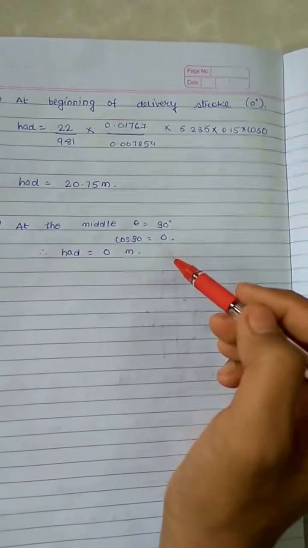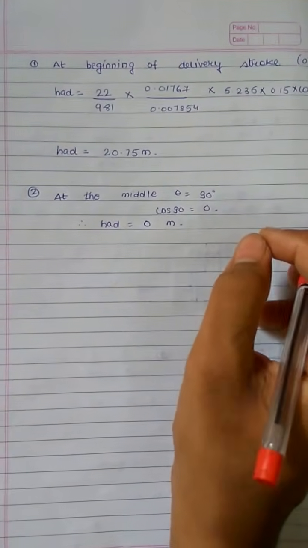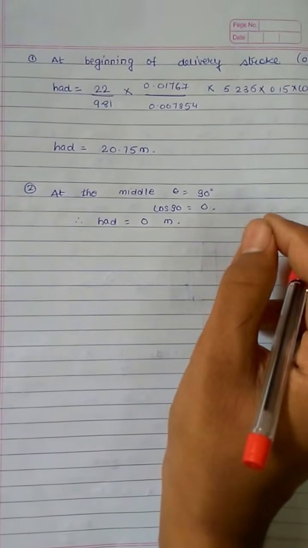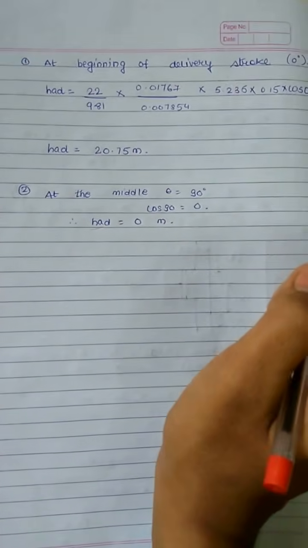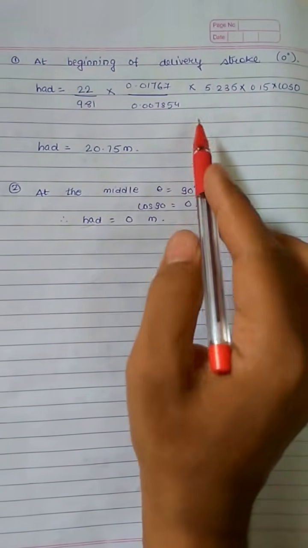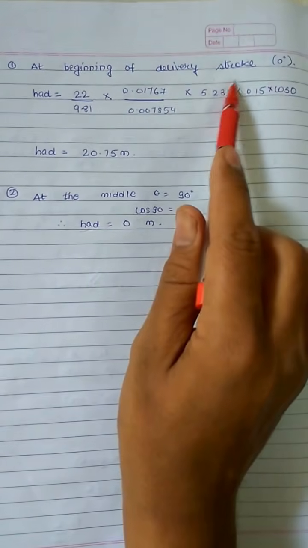And also we have to find out the value at the middle. As I told you, at the middle theta is equal to 90 degrees, so cos theta is equal to 0. So we will be getting no accelerating head at the middle of this suction stroke or the delivery stroke. Hence we found out the accelerating head at the delivery stroke.